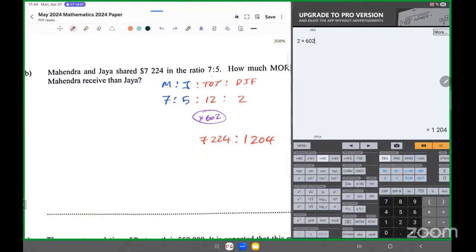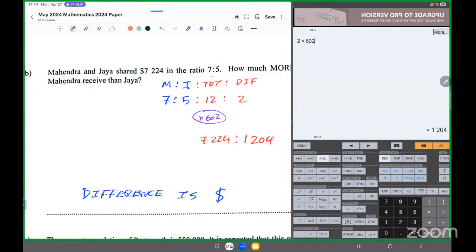Anyway, the difference is 1,204. Anybody got that? Got it?